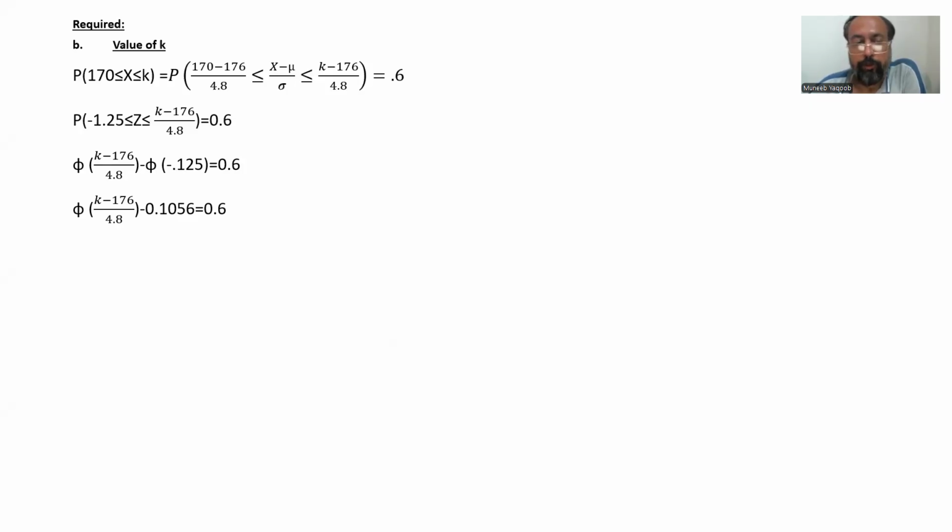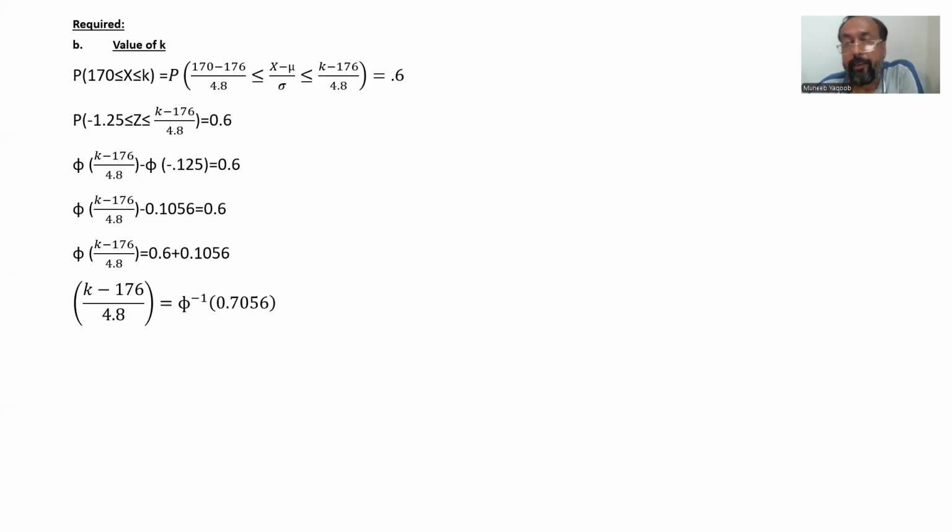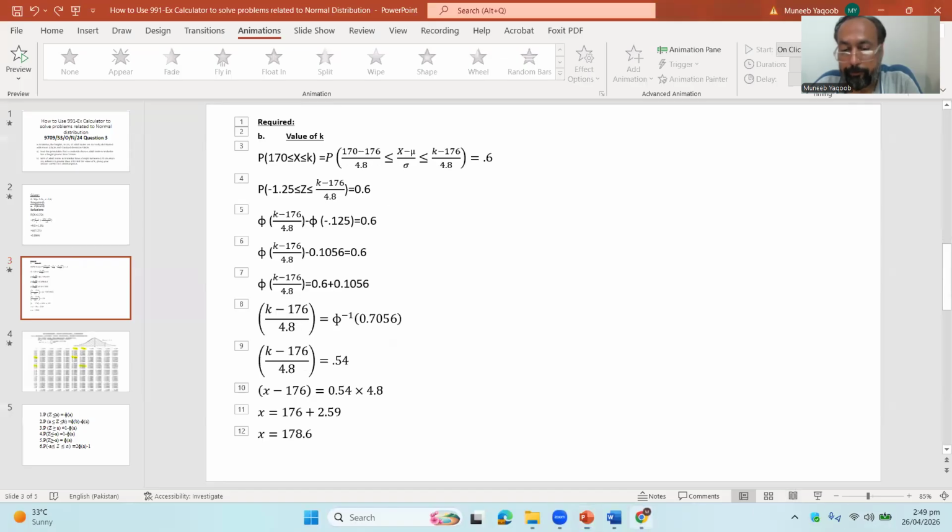Now, obviously, this 0.1056 will be brought to the right hand side and added to 0.6, and hence we will get 0.7056 on the right hand side. Now we will take phi inverse, and then we will definitely get an answer. But how to calculate this phi inverse of 0.7056? Basically, phi inverse means to find a number whose probability is 0.7056. So for that purpose, again, we will use our 991 EX calculator.